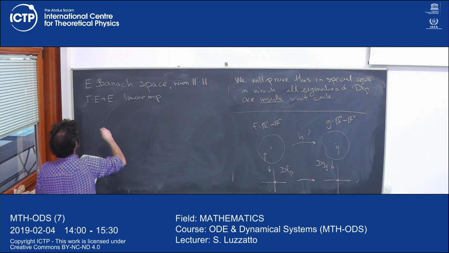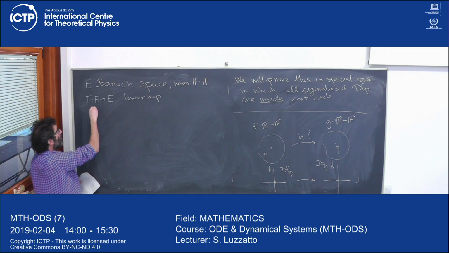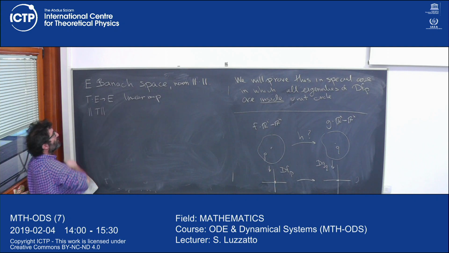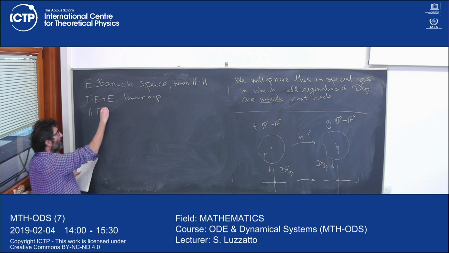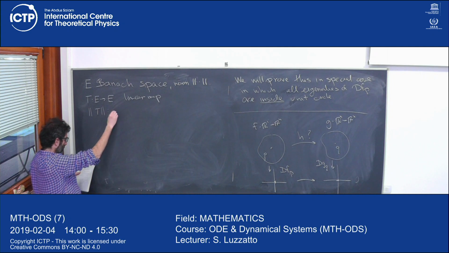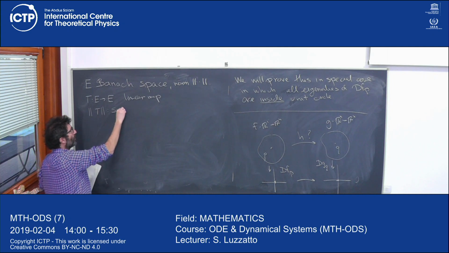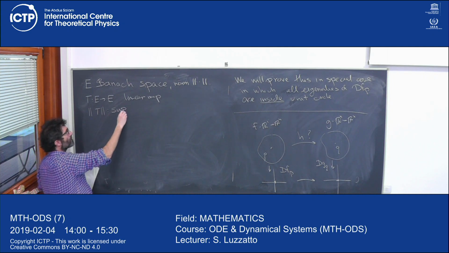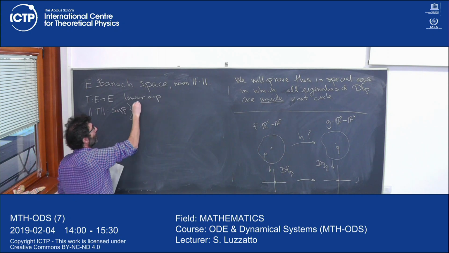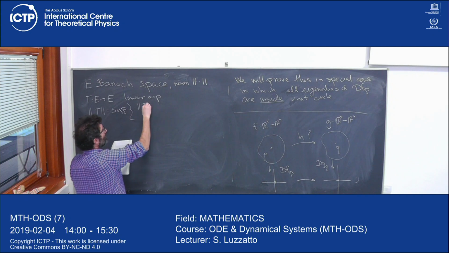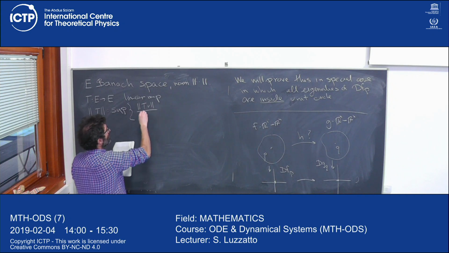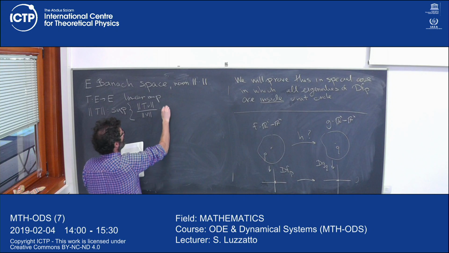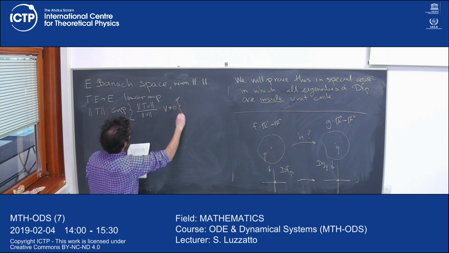And we define the norm of this linear map in terms of the norm of the Banach space as equal to the supremum of the norm of TV over the norm of V, for all non-zero vectors.